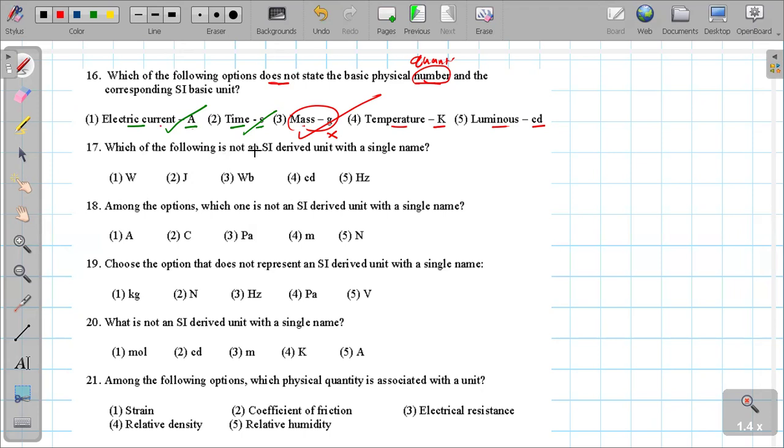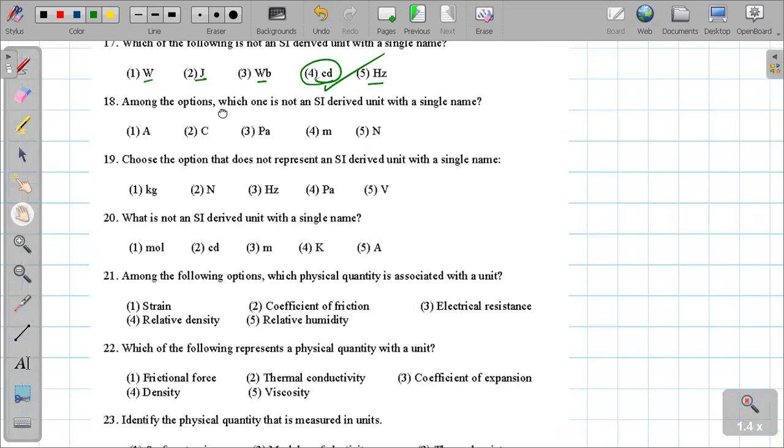Which of the following is not an SI derived unit with a single name? With a single name. Derived unit with a single name? Joule, yes. Weber, yes. This one is yes. This is not a derived unit. The answer is this one. Okay.